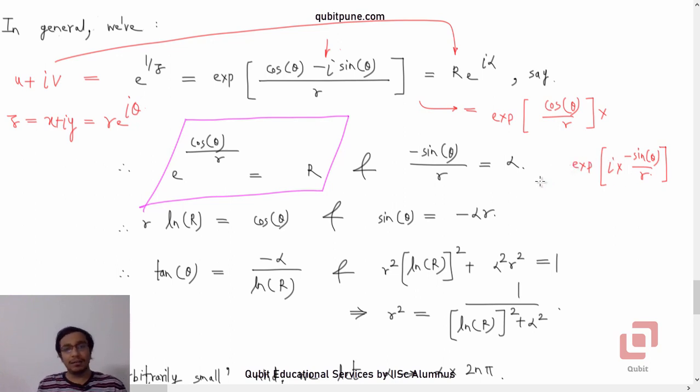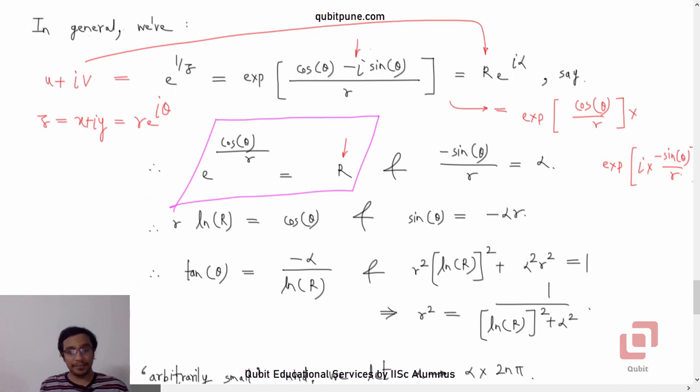This then gives us the following two results. The modulus of e to the power 1 upon z is going to be e to the power cos theta upon r, where r and theta are the modulus and amplitude of the input z, and the argument of the function, or argument of u plus iv, is now going to be negative sine theta upon r. Let us call it alpha.